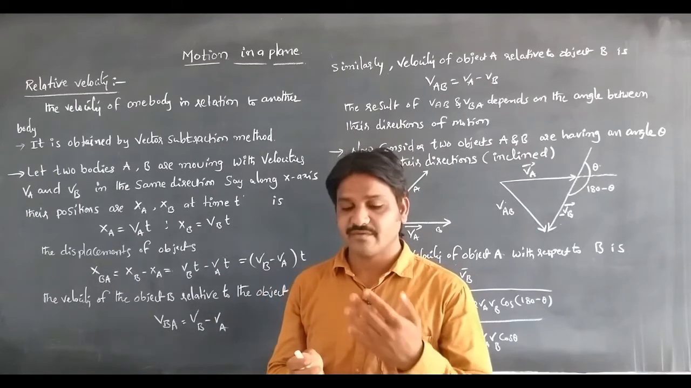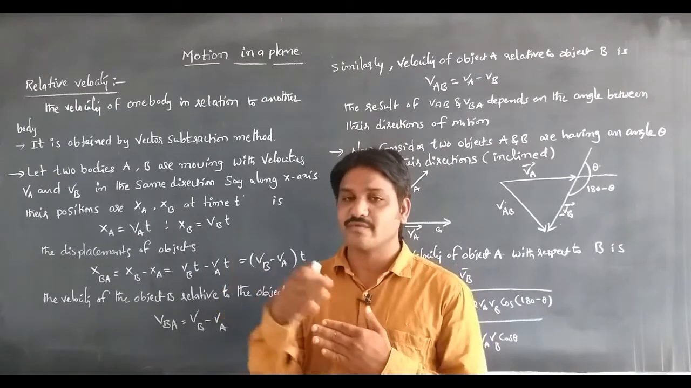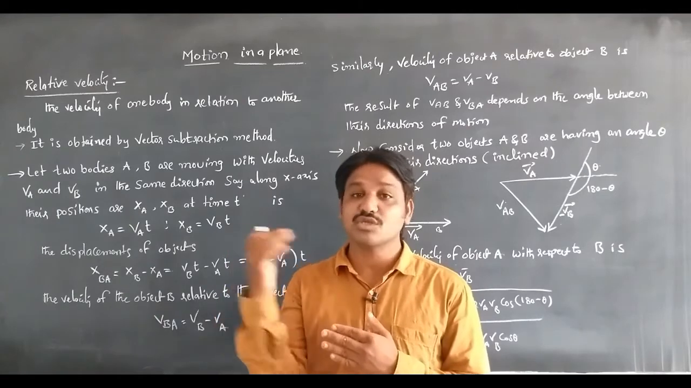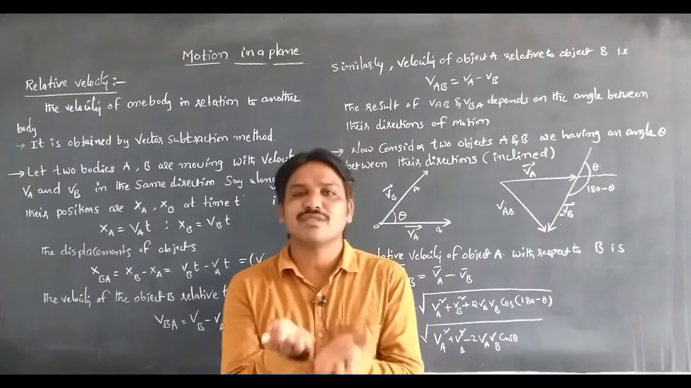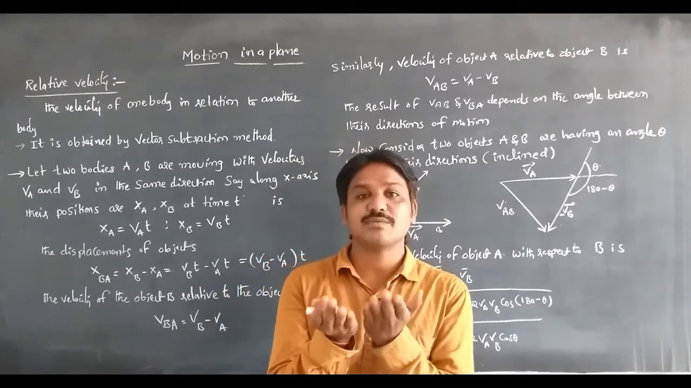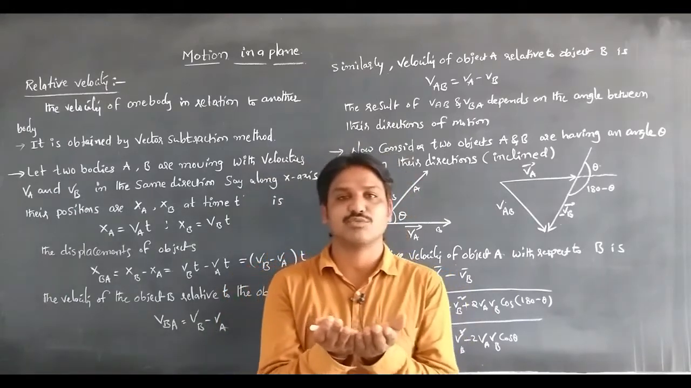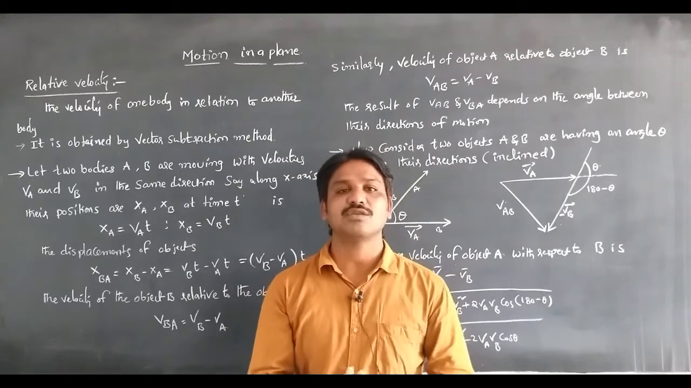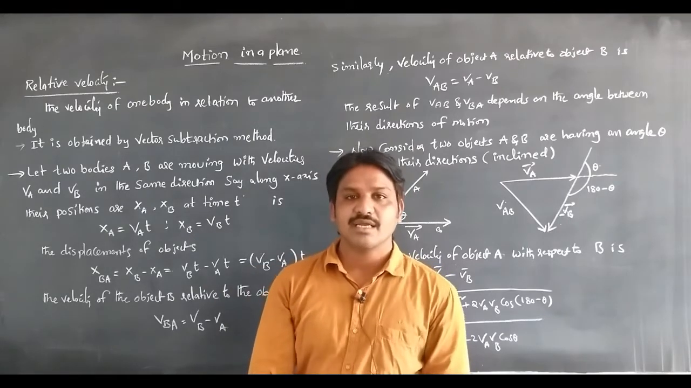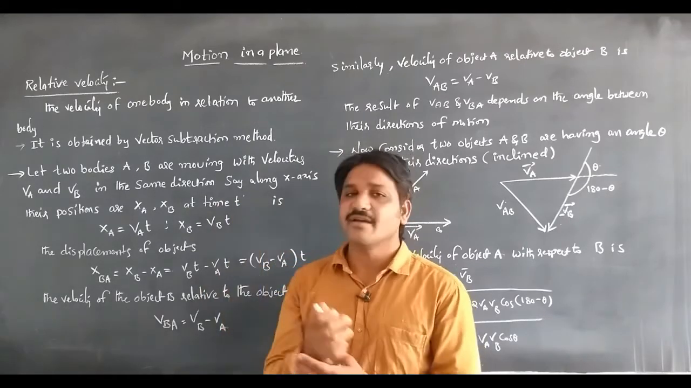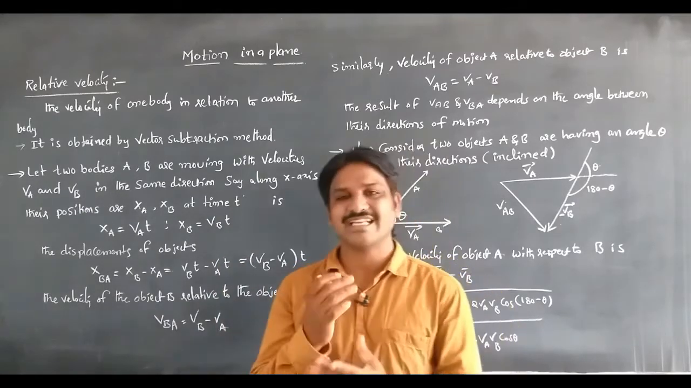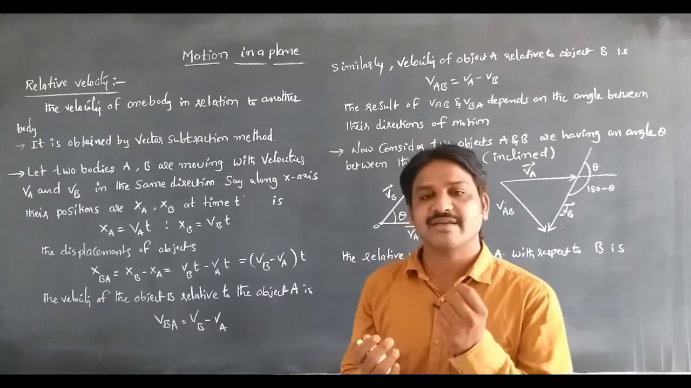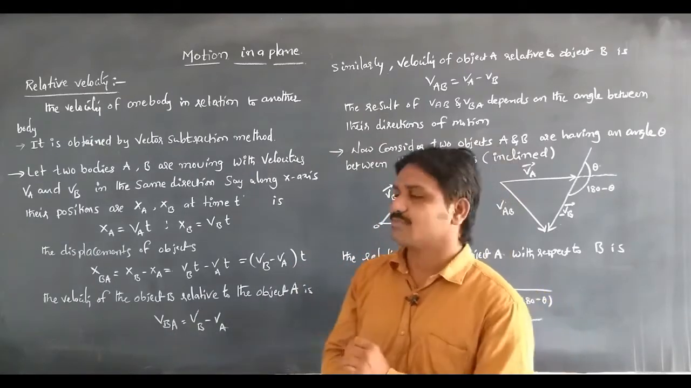But if we are at rest and that same bus is moving with the same speed, we see much more speed, because of the relative velocity, meaning the difference between the velocities of the two bodies. Wherever there is motion, the difference between the velocities of the bodies can be determined by this relative velocity. The important concept is that it can be obtained by the vector subtraction method.